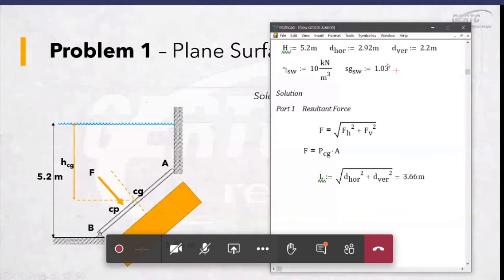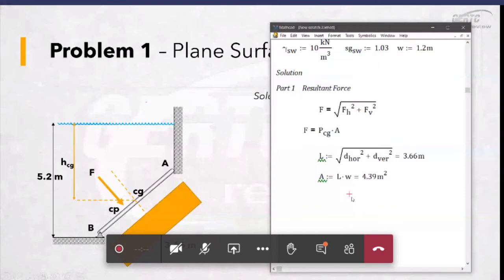So the width is 1.2 meters. Calculating the area, that is length times the width, you'll be able to get the area, 4.39 m squared. By the way, I'm using the calculator. Once you have the area, let us now proceed with the pressure at the center of gravity.